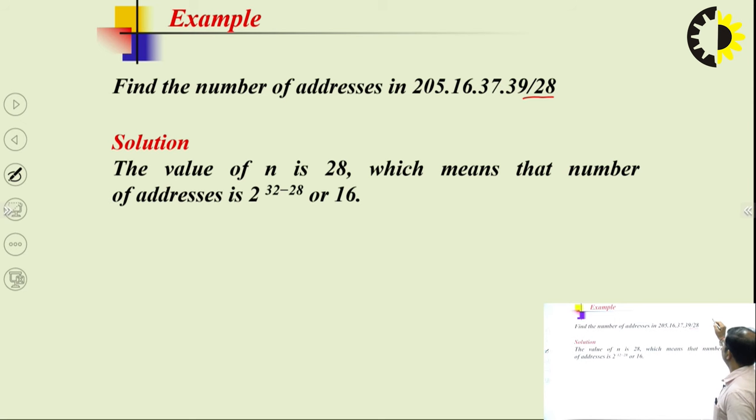28 means the first 28 bits are kept as 1 and the rest of the bits are kept as 0. So 32 minus 28 is 4, or we can say 2 to the power 4, 16. It means the total number of addresses available is 16, but the first address is the network and the last address is broadcast. So the total number of hosts can be only 14. 14 host addresses and 16 addresses.